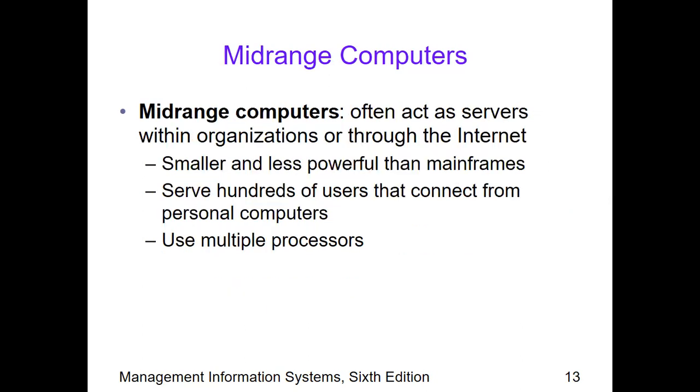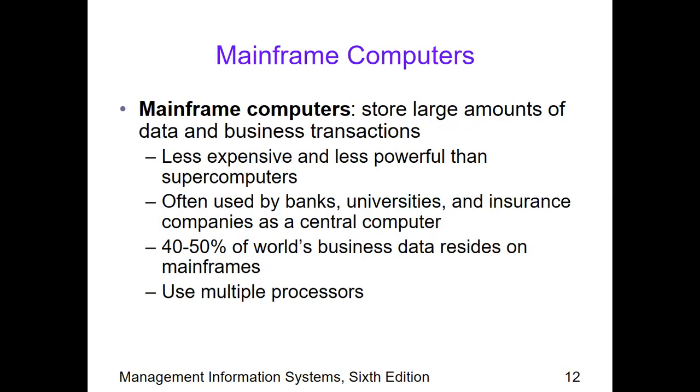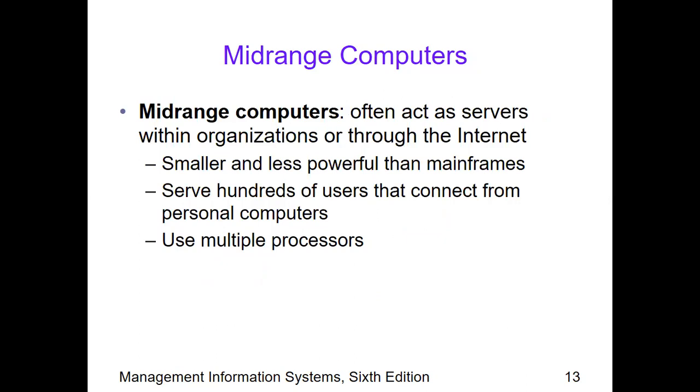Mid-range computers act as servers within organizations or through the internet. If supercomputers can perform the complex calculations but are not that practical for business, mainframes are practical, they can store large amounts of data and process business transactions. With that, even if it's less powerful, mid-range would act now as the connection of our mainframe to other computers, acting as servers within organizations or through the internet. Smaller and less powerful than mainframes, they serve hundreds of users that connect from personal computers because, again, such can act as servers and still can use multiple processors or can do multiprocessing.